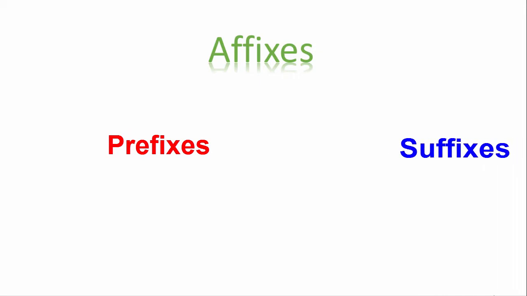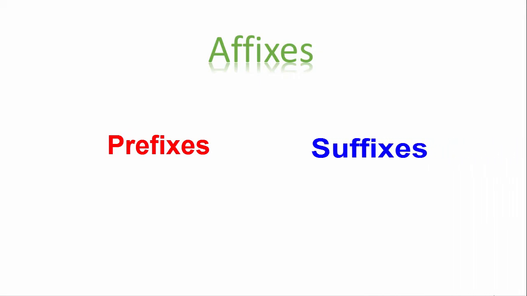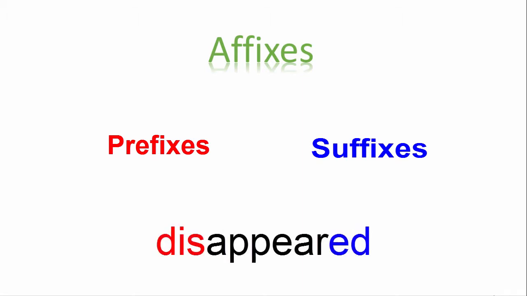Let's begin with affixes. You probably remember affixes are special word parts that give you clues about the meaning of bigger words. There are prefixes, which are attached to the beginning of the root word, and suffixes, which are attached at the end of the root word. The word disappeared has three parts. Dis is the prefix, meaning not, and ed is the suffix, meaning that the root word appear happened in the past.